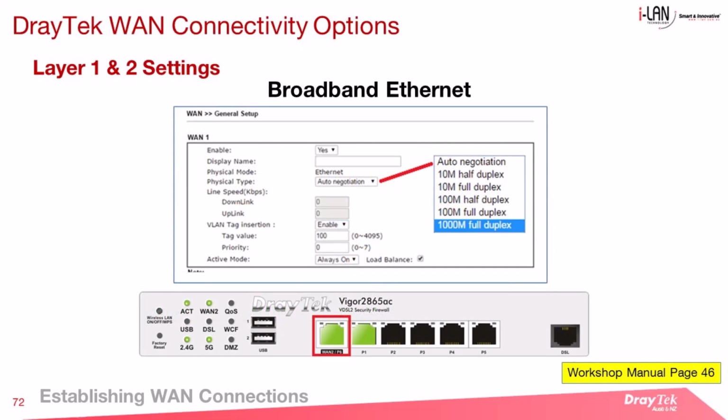Broadband Ethernet uses twisted pair Ethernet cable to connect a router to the internet through a modem or an Ethernet termination port. The Ethernet WAN interface can be configured to use auto negotiation or a fixed speed and duplex setting. When a physical link is established, the link lights on the router are what tells you that it's working, and also a link light on the attached equipment as well.